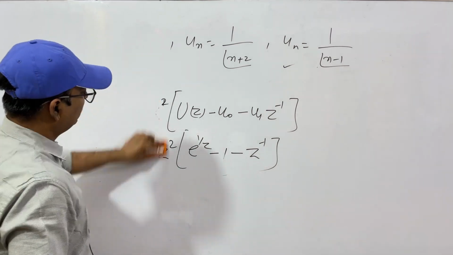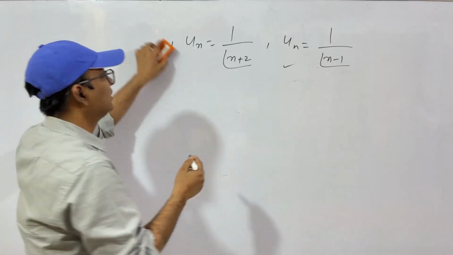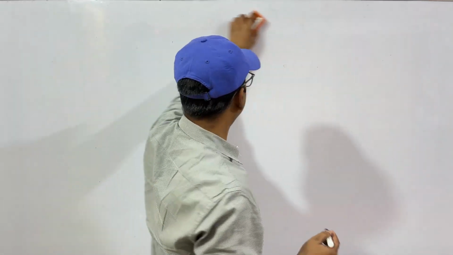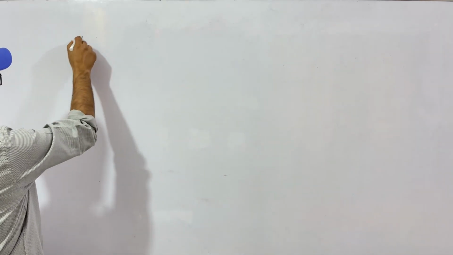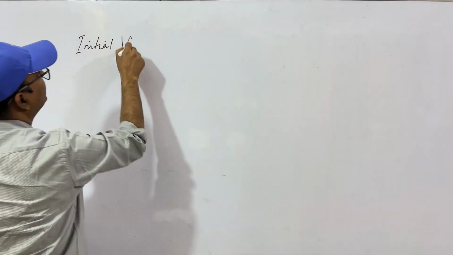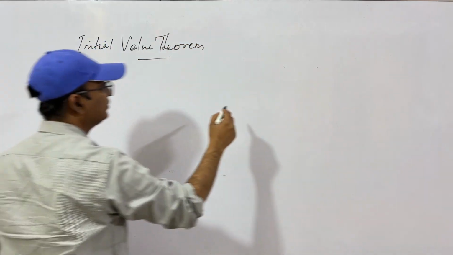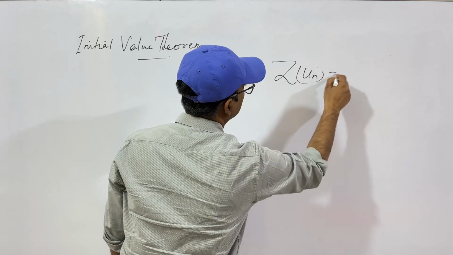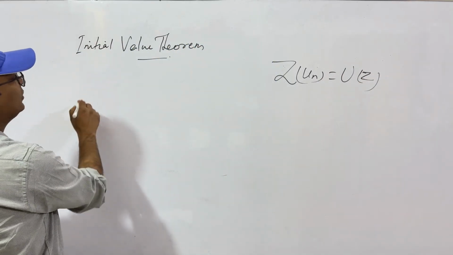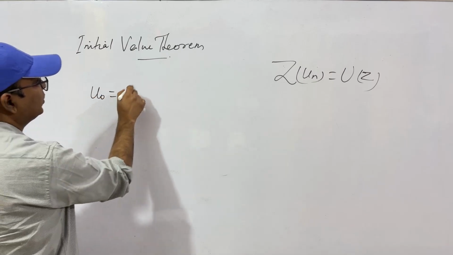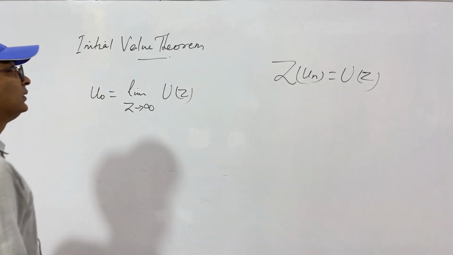Now let's see how to find u0, u1, u2, u3. This was a simple expansion, so we were able to find u0, u1. What if it is complex? So for that we have two theorems. First is called initial value theorem. What is initial value theorem? It states that if Z transform of u(n) is U(z), this is our usual notation, then for this we have u0, the first term, equal to limit z tending to infinity U(z). This is your initial value theorem.